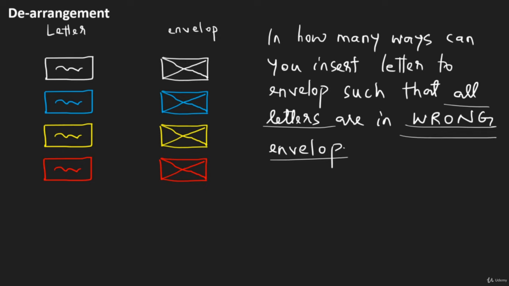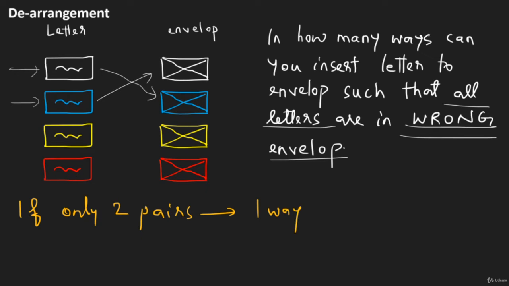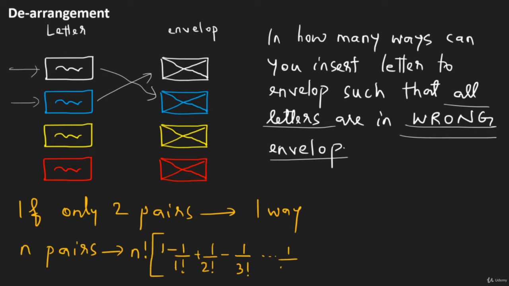Now, if you had only 2 pairs, that is, you have this pair of letter and envelope and this pair of letter and envelope, you can do this only in one way, right? You can put this letter into this envelope and this letter into this envelope. So if you have 2 pairs, you can do it in one way. Now, if you have n pairs of letters, this can be done in n factorial into 1 minus 1 by 1 factorial plus 1 by 2 factorial minus 1 by 3 factorial, etc., up to 1 by n factorial. Over here, we alternate between plus and minus signs.